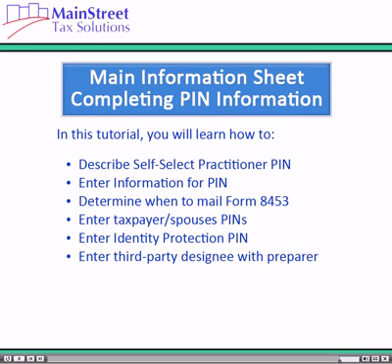You should now be able to describe the self-select and practitioner PIN programs, enter information into the software for either the self-select or practitioner PIN program, determine when to mail Form 8453 to the IRS, enter the taxpayer and spouse PINs on the main information sheet, enter an identity protection PIN, enter the third-party designee information, and enter third-party designee information with the paper return where the preparer is the third-party designee.